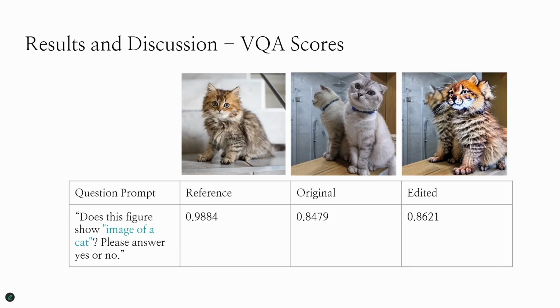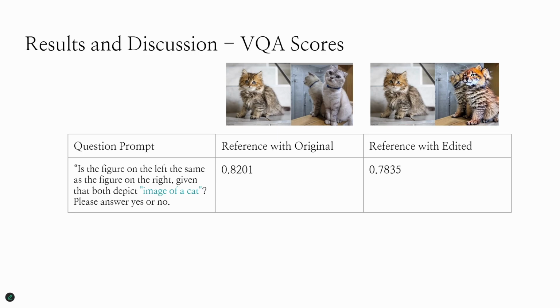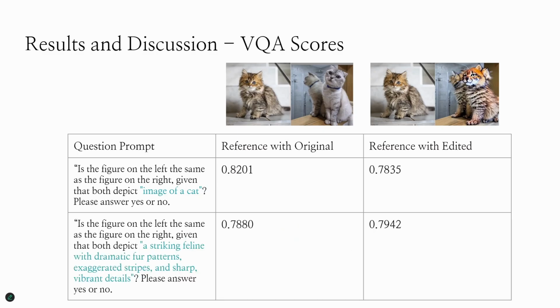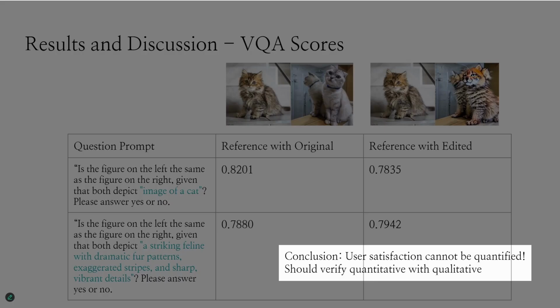The prompt on the left is, does this figure show an image of a cat? Our VQA score benchmarks would imply that our edited image looks the most like a cat, and therefore we have a good edit. However, if we reframe the benchmarks, so is the figure on the left the same as the figure on the right, given that both depict an image of a cat, this would now imply that our original image looks more like our reference image than our edited one. If we reframe our prompt again, we get yet a different conclusion. So our actual conclusion should be that user satisfaction cannot be quantified, and we should always verify our quantitative scores with qualitative judgment.